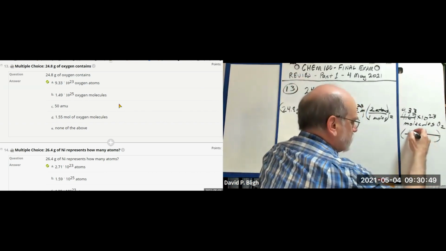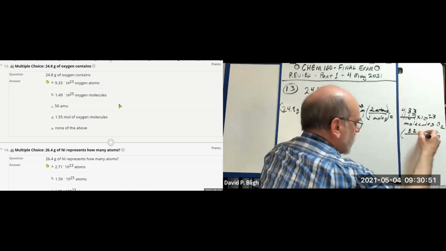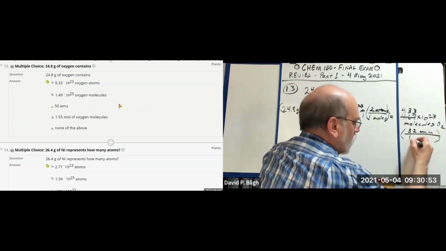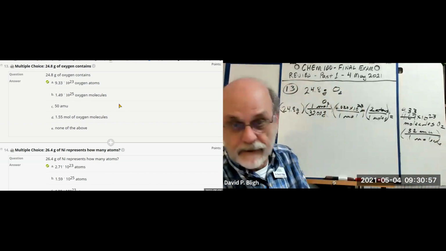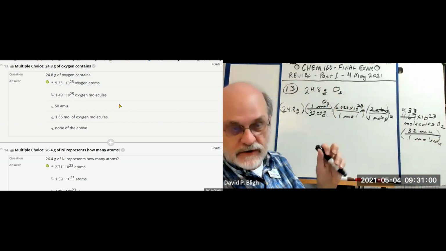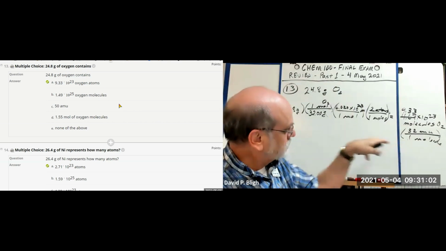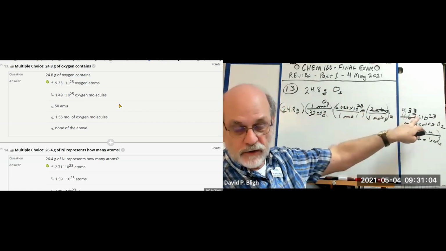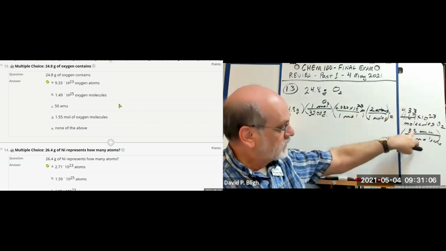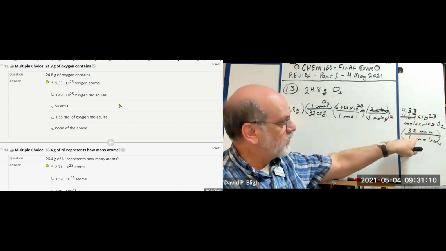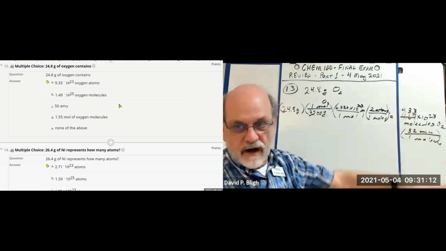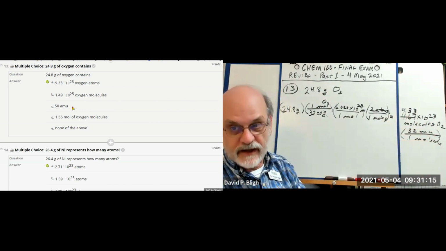It would be 32 atomic mass units over 1 molecule. Okay, so that's how you get to the number of atomic mass units. You have to know the number of molecules, and then each molecule is worth 32 atomic mass units. So you can tell right off that that value is going to be way bigger than 50.